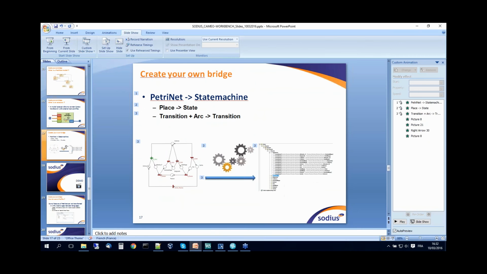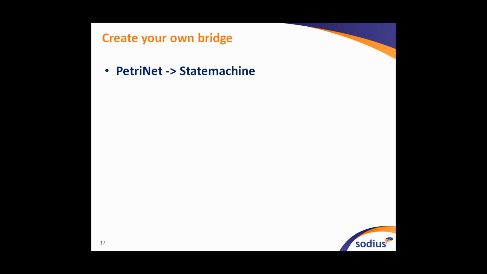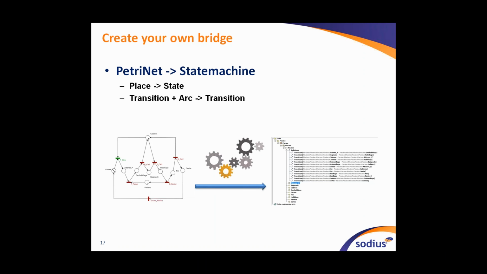So I think, yes, I have some slides to explain what we will do. A PetriNet model is a kind of state machine, so what I want to do is to create a state machine. I will transform any place of the PetriNet model to a state of the state machine. And the couple transition and arc will be transformed to a transition.